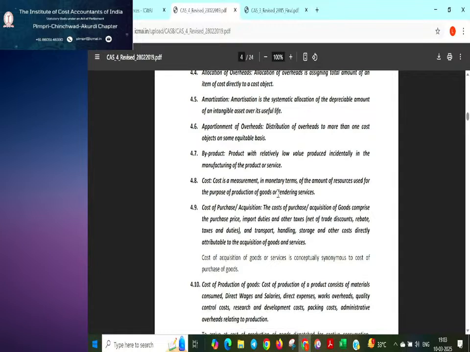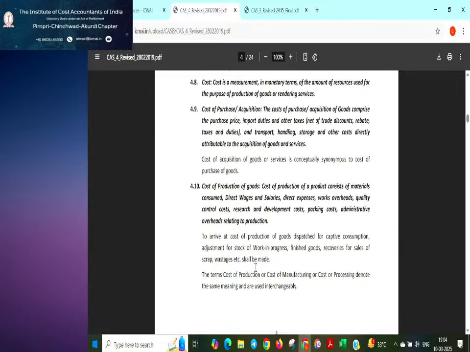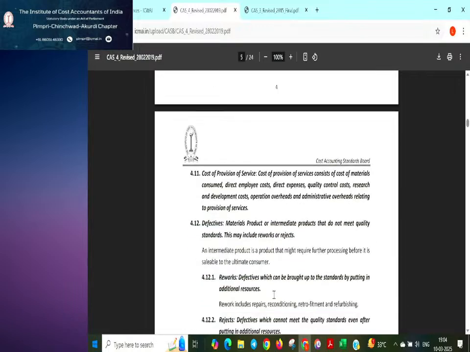Cost is a measurement in monetary terms, that you know very well. Cost of purchase or acquisition includes all the duties and other things. Cost of production of goods, this is what we have learnt in Cost Accounting Standard 3. What does the cost of production of a product consist of? That is CAS 3. To arrive at the cost of production of goods dispatched for captive consumption, adjustment for stock in work in progress, finished goods, recoveries of sales of scrap, wastages, etc. So cost of production or cost of manufacturing or cost of processing all carry the same meaning.